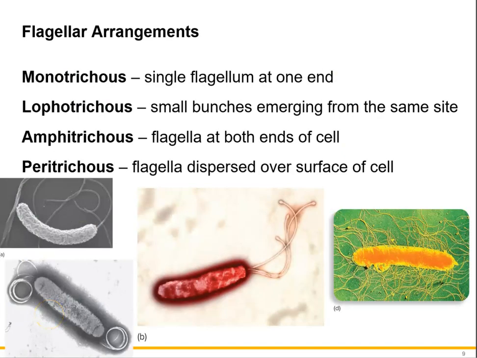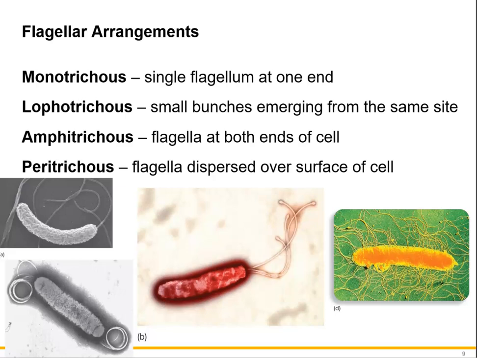Organisms can have either one flagellum or multiple flagella, and they can be arranged in a variety of ways. So you've got monotrichous. This is going to be a single flagellum at one end. You can see that here. Here's one flagellum coming off the end of this organism. You're going to have lophotrichous. This is small bunches emerging from the same site. So here you've got a tuft of flagella coming out.